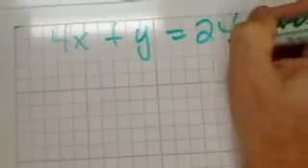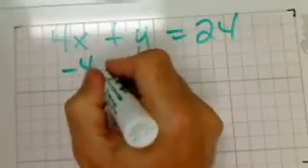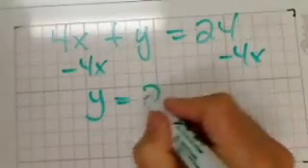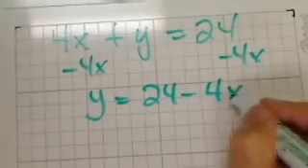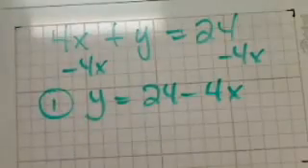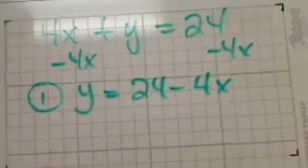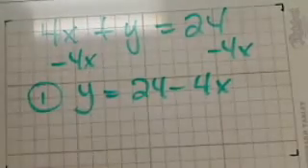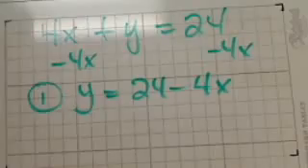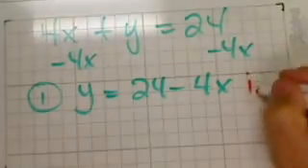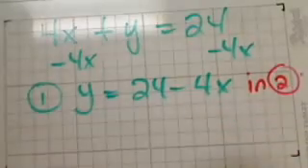We're going to take the 4x plus y equals 24, and we're going to subtract 4x from both sides, and we'll get y is equal to 24 minus 4x. This is our new equation number 1. By doing that with equation number 1, we see that we've got something a little easier. And we're going to take that number 1 and we're going to put that in equation number 2.